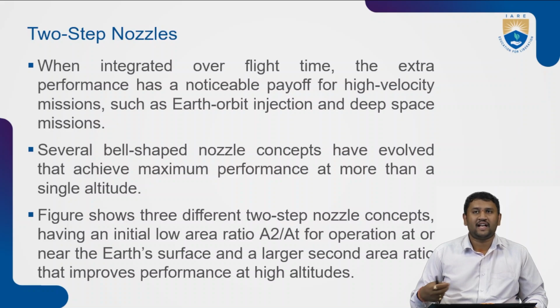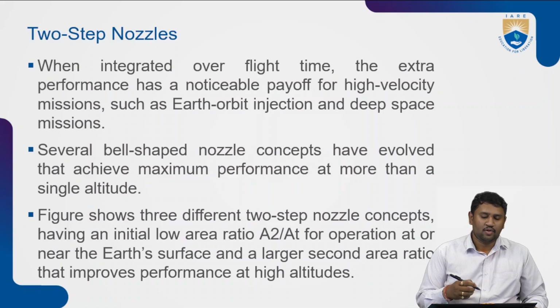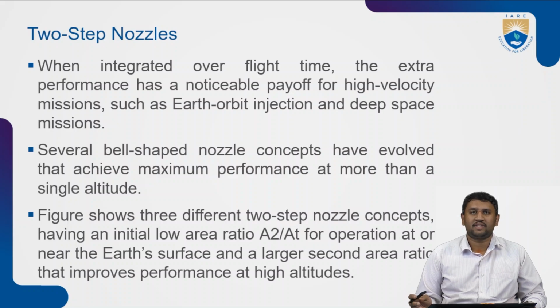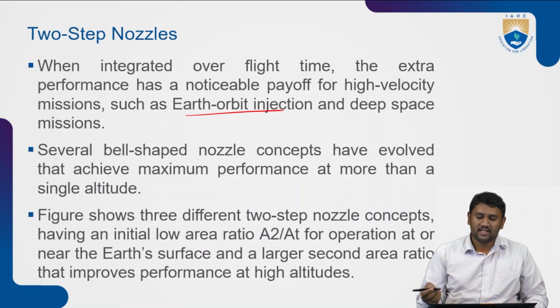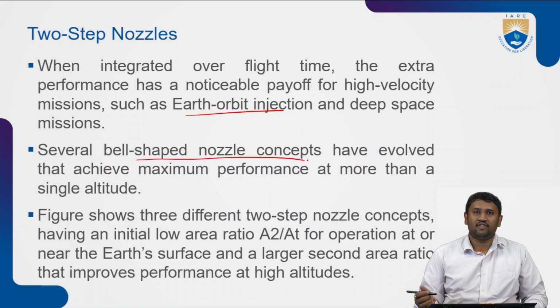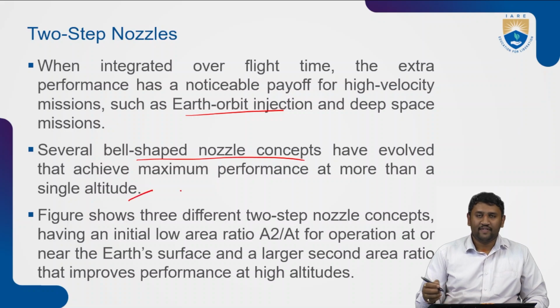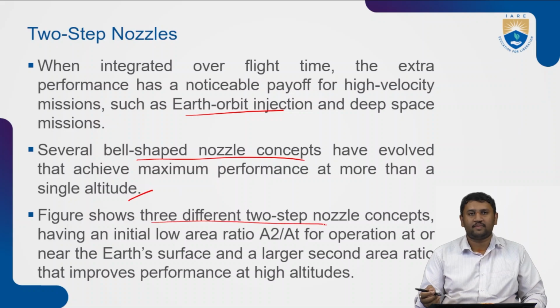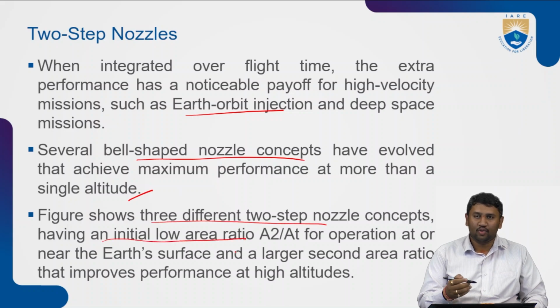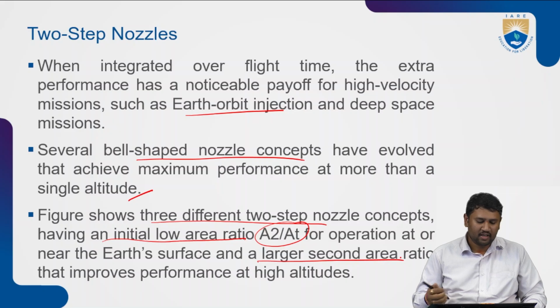When integrated over a flight time, the extra performance has a noticeable payoff for high velocity missions such as Earth orbit injection or deep space missions. Several bell-shaped nozzle concepts have evolved that achieve maximum performance at more than a single altitude. A figure that will be showing us further has three different two-step nozzle concepts having an initial low area ratio, that is A2 by AT, for operation near Earth's surface and a larger second area ratio that improves the performance at high altitudes during the flight.